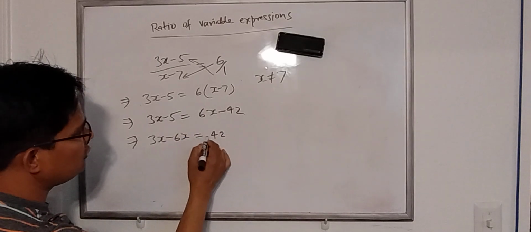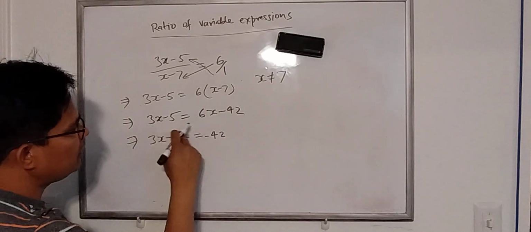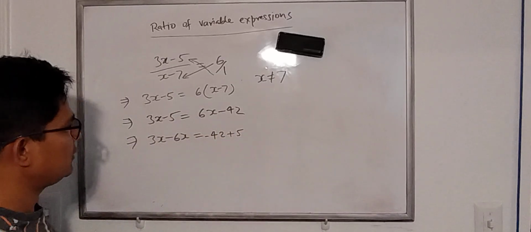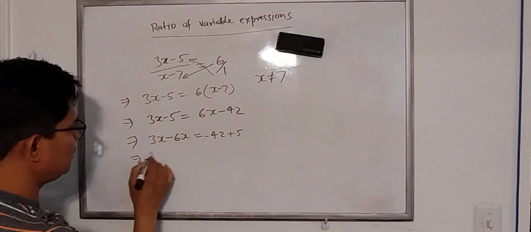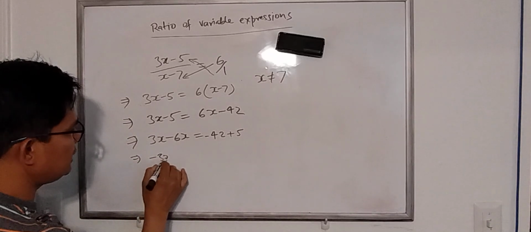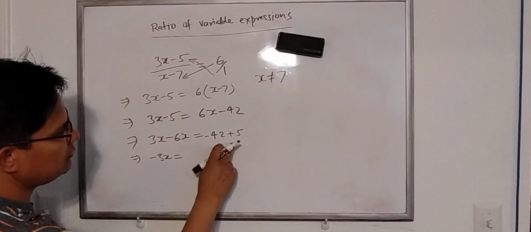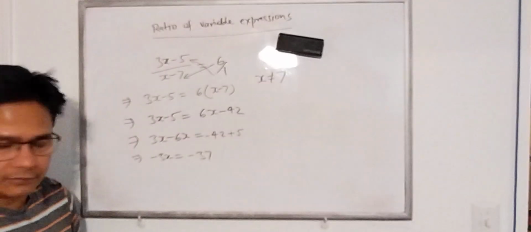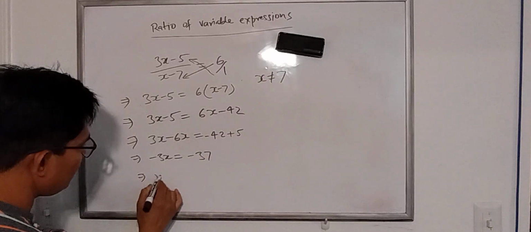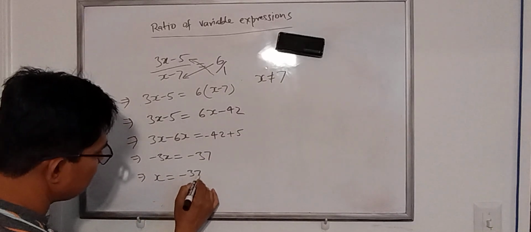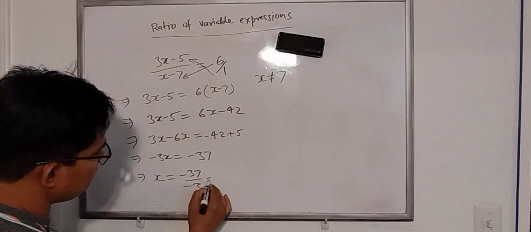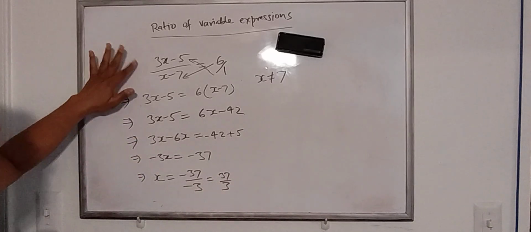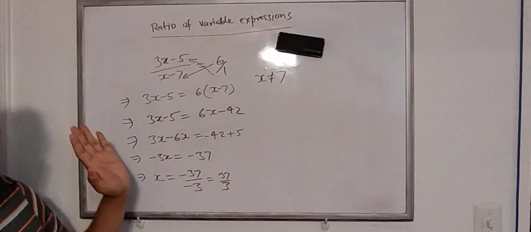Similarly, here minus 42, here minus 5, and when you change the side, you have to change the sign, so it became plus 5. Now 3x minus 6x is minus 3x, and minus 42 plus 5 is minus 37, correct? So x will be equal to minus 37 divided by minus 3, which is 37 by 3. So if you see, this type of equation is very, very simple.